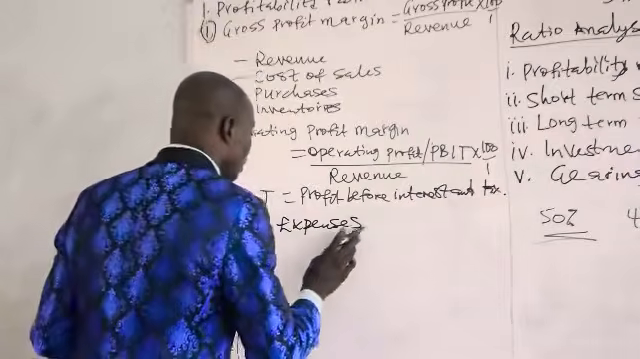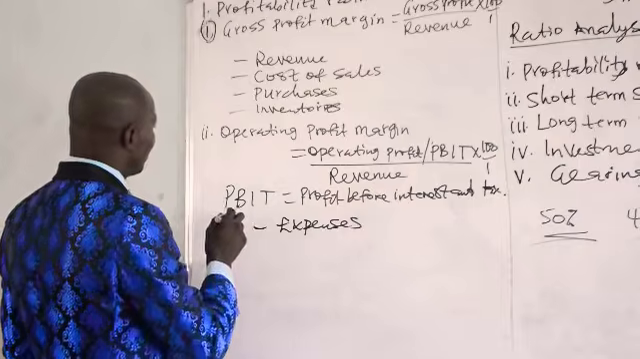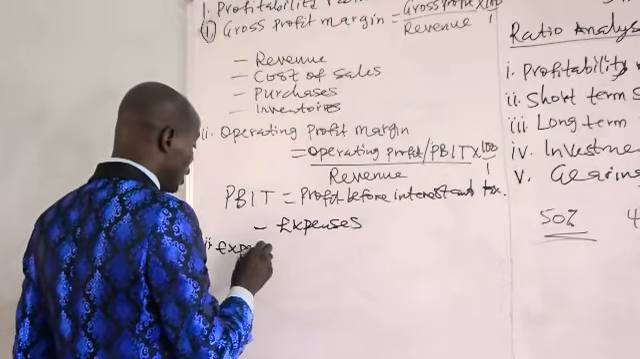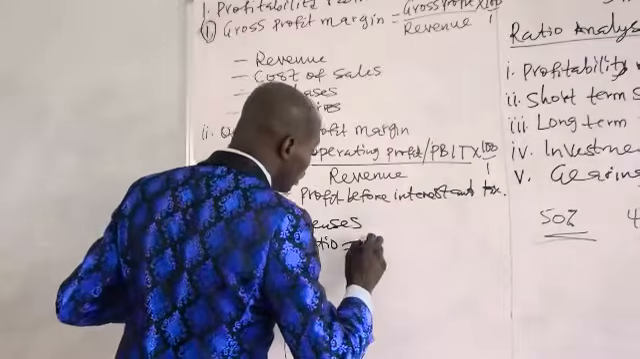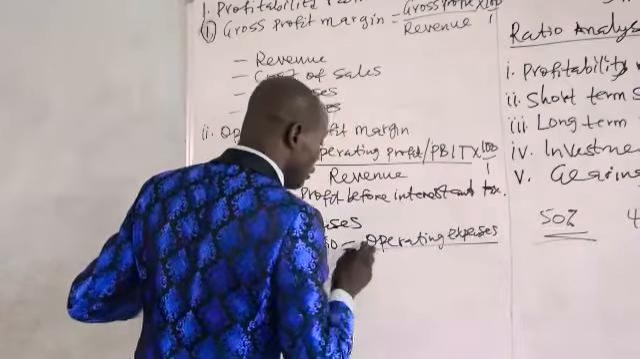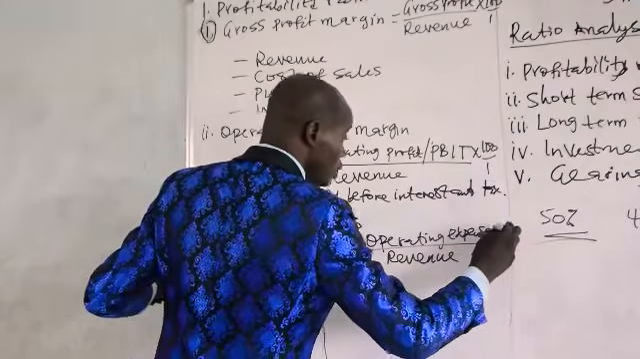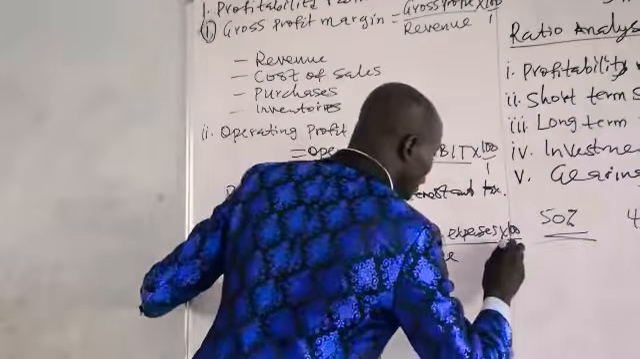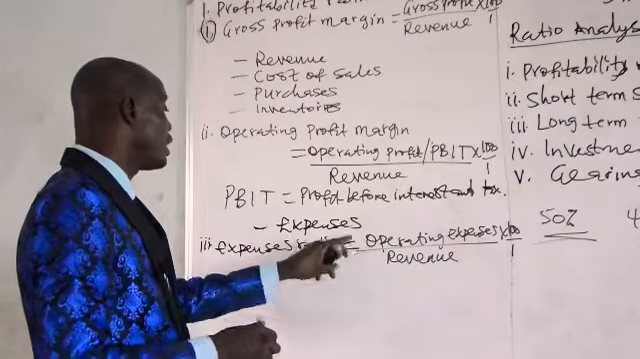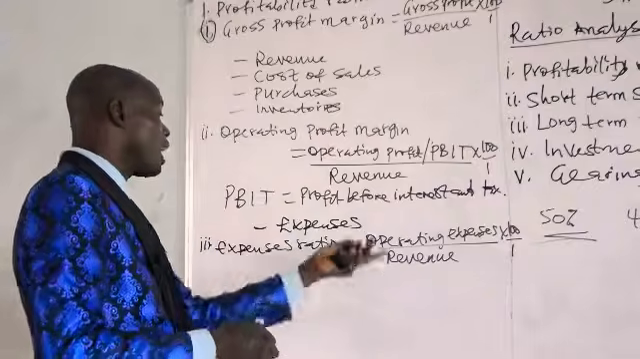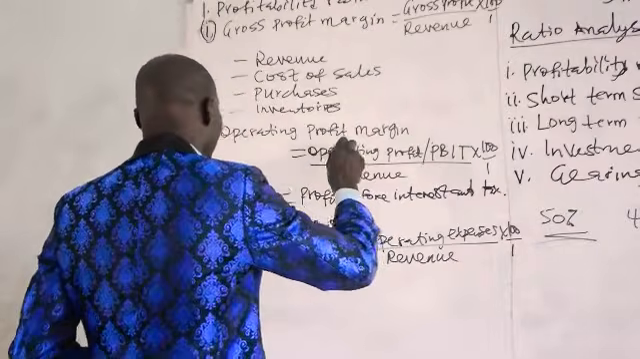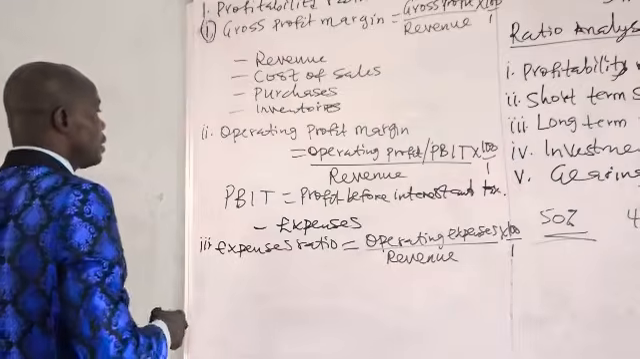Then, in order to be able to comment better about this ratio, you can as well compute your expenses ratio, as operating expenses ratio or expenses ratio. Expenses ratio equals the ratio of operating expenses to revenue. This ratio will enable you to know at what rate the operating expenses are increasing compared with the revenue. So you'll be able to ascertain whether the percentage increase in operating expenses is more than revenue, which can have a bearing on the operating profit margin.